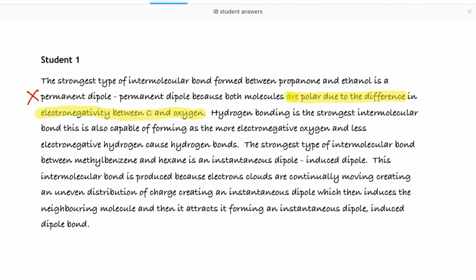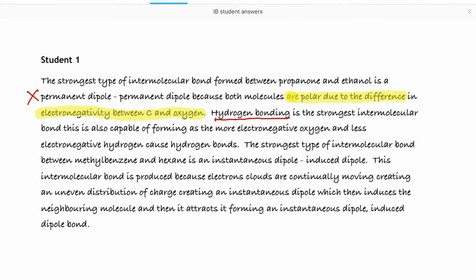Hydrogen bonding is the strongest intermolecular bond, and this is capable of forming as the more electronegative oxygen and the less electronegative hydrogen cause hydrogen bonds. This is the strongest type of intermolecular bond. No, let's move on. So, hydrogen bonding. Well, unfortunately, although at this point they have identified the correct type of strongest bond, they've contradicted themselves, so they don't get the mark. Let's have a look at the explanation in a bit more detail.